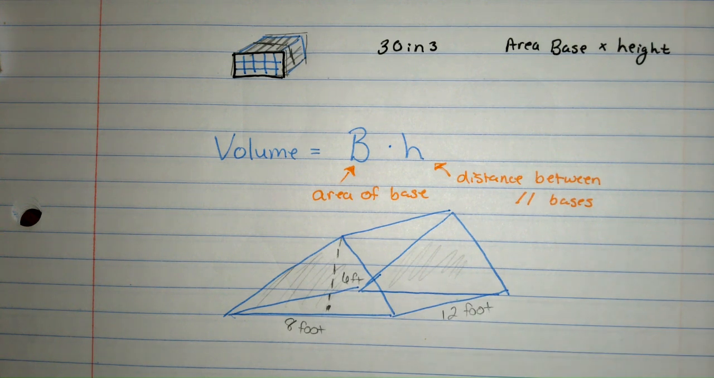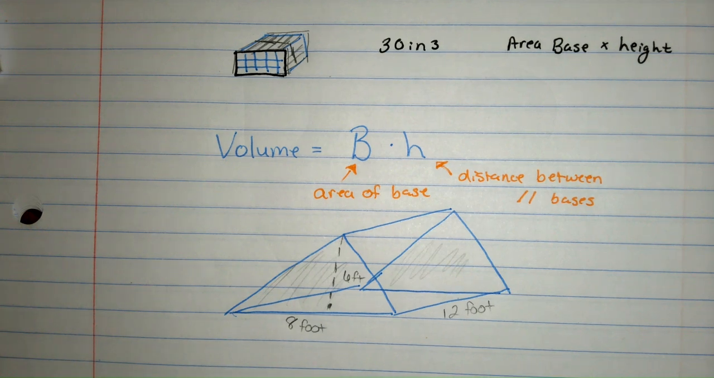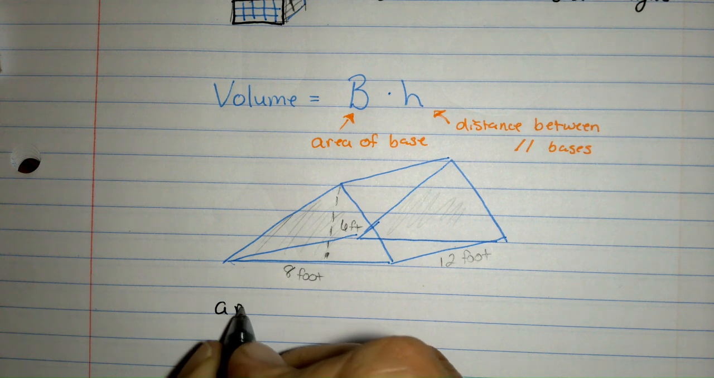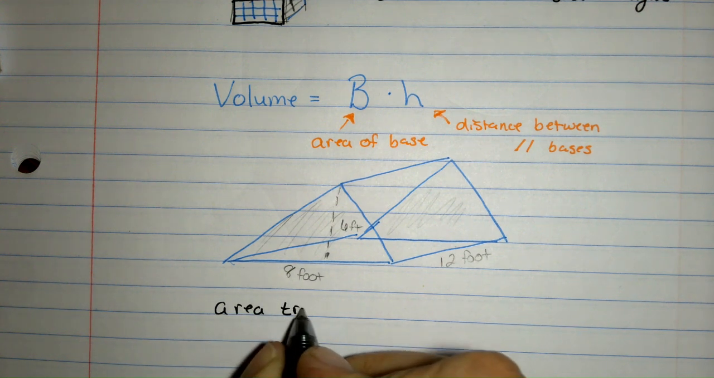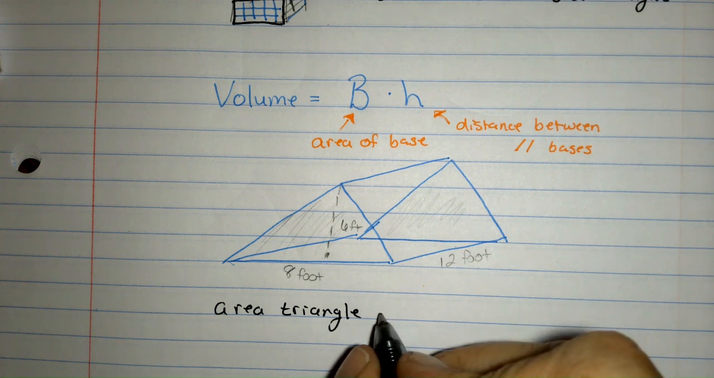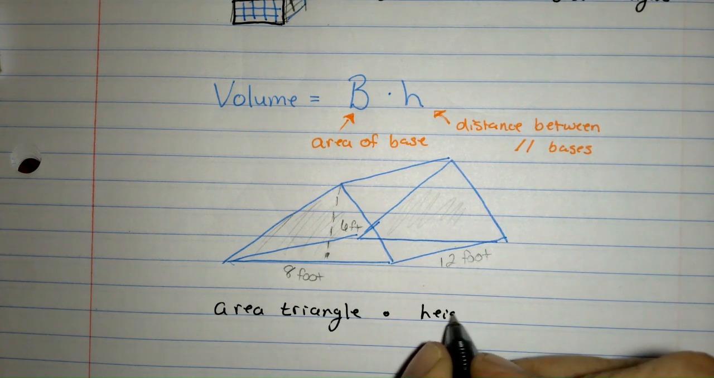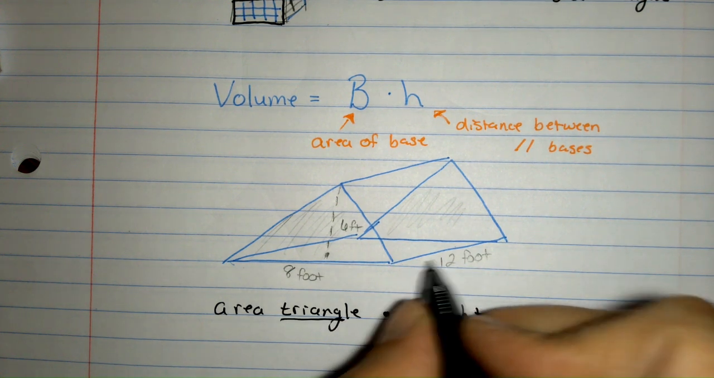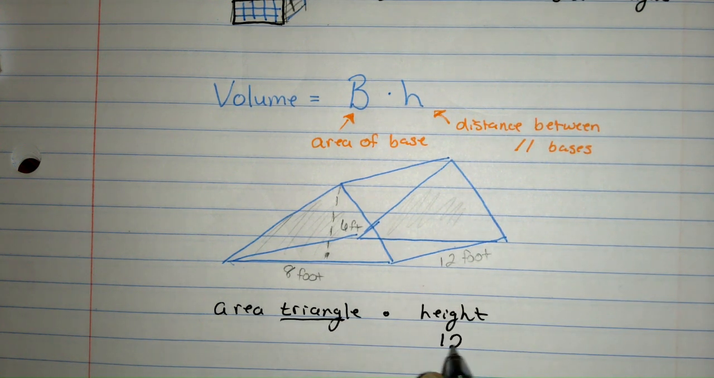That means 12 foot from front to back. So we have a triangle for the face. How do I find the area of a triangle? Because we need to take the area of the triangle, because that's what kind of base it is, multiplied by the height, and that would be the height between triangles. So there's 12 foot between the two triangles.